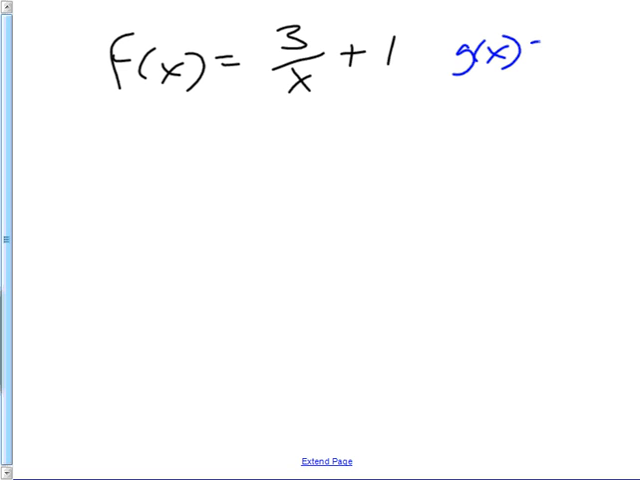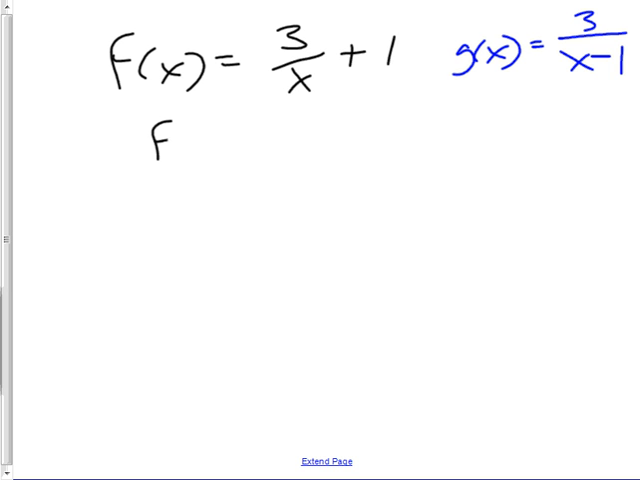3 over x plus 1. This is f of x. This is going to be the most interesting of them, I think. And 3 over x minus 1 is g of x. Try proving that those two are or are not inverses. I'll pause for a second while you try that. Okay, in the spirit of keeping things moving, I think I'm going to show you this one.